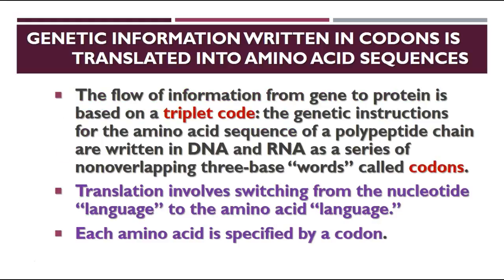All right. The information from gene to protein is based on what's called a triplet code. The instructions are in sequences of 3 bases. These are 3 bases that don't overlap each other. They kind of make a word, and the word is called a codon. Each codon represents an amino acid. When we move from the nucleus to the cytoplasm for translation to occur, that's going to involve changing from the language of nucleotides to the language of amino acids. And each amino acid is going to be specified by a codon.